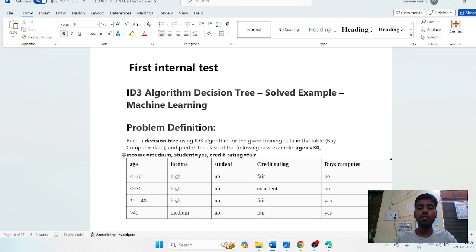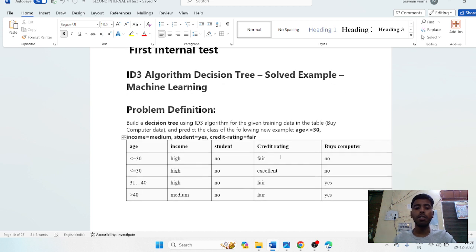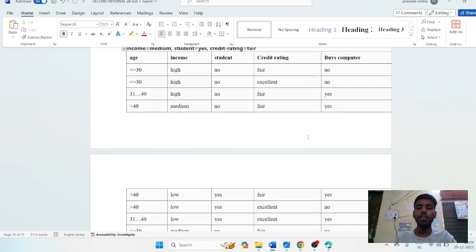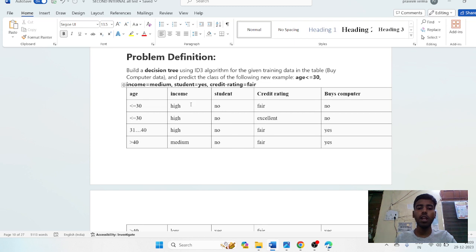ID3 algorithm decision tree solved examples, machine learning, problem definition. Build a decision tree using the ID3 algorithm for the given training data in the table, and predict the class of the following new example: age is less than 30, income is medium, student yes, credit rating fair. Here's the table which contains five attributes: age, income, student, credit rating, and buys computer is the main class.